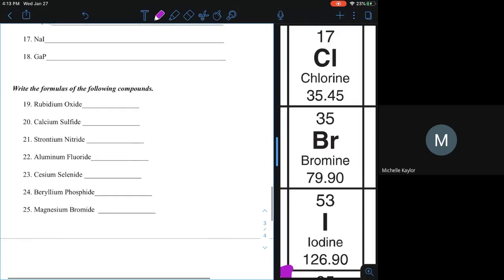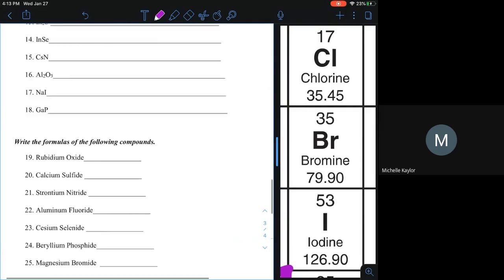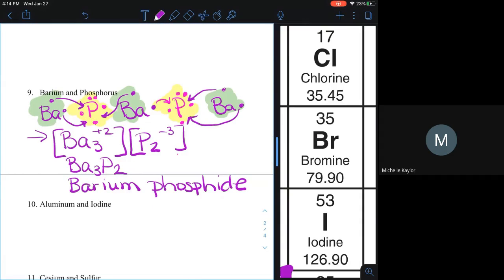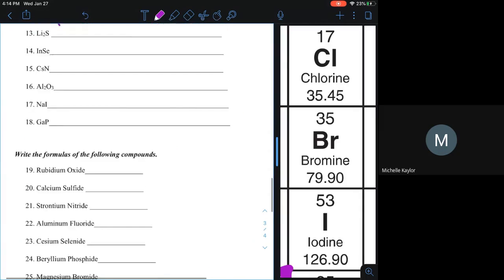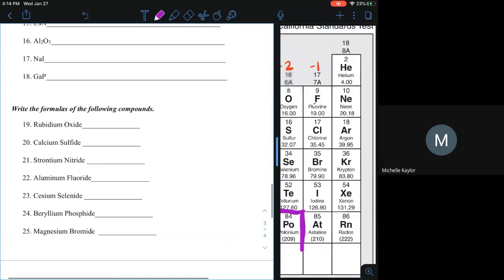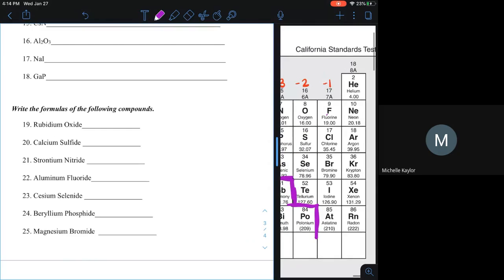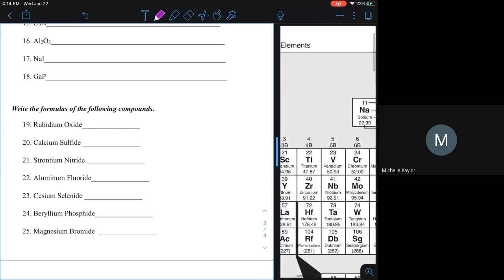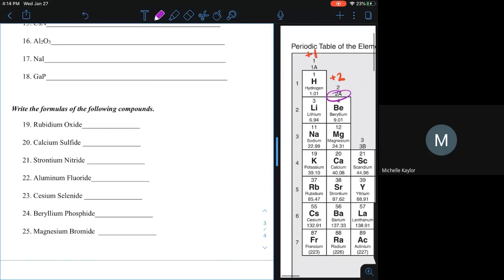Then for the last section, this is where we do the crisscross rule. And the reason we do the crisscross rule is that when we're finding the formula, it takes a long time to have to write out all of these arrows and dots. So the crisscross rule is basically a shortcut. To use the crisscross rule, you need to make sure, first of all, that you have all those charges written on the periodic table. If you don't have the charges, you're not going to be able to do the crisscross rule.